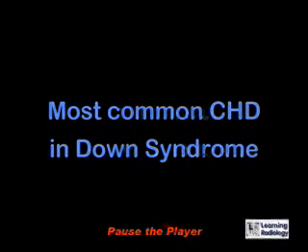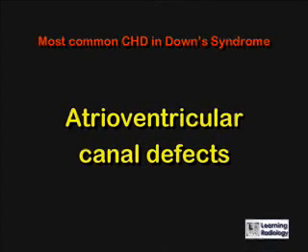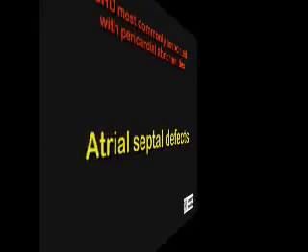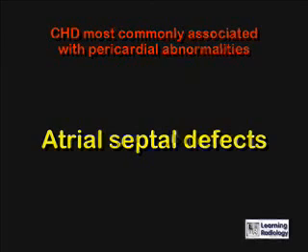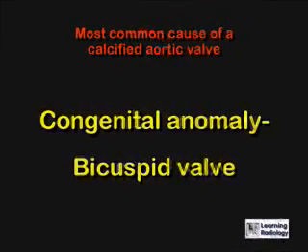What is the most common congenital heart disease in Down syndrome? Atrioventricular canal defects. What is the congenital heart disease most commonly associated with pericardial abnormalities? Atrial septal defects. What is the most common cause of a calcified aortic valve? A congenital anomaly of the valve, a bicuspid aortic valve.